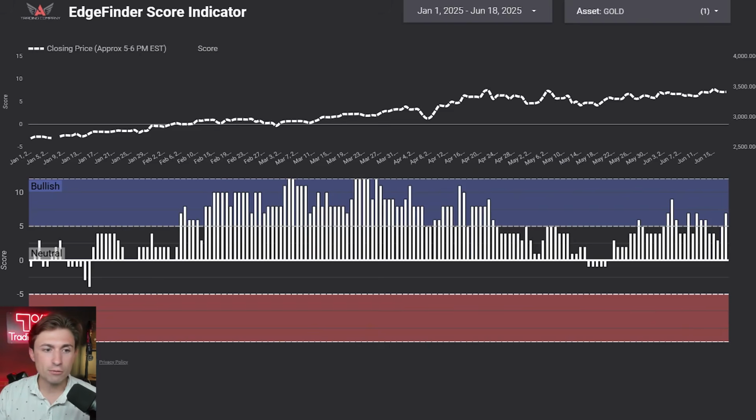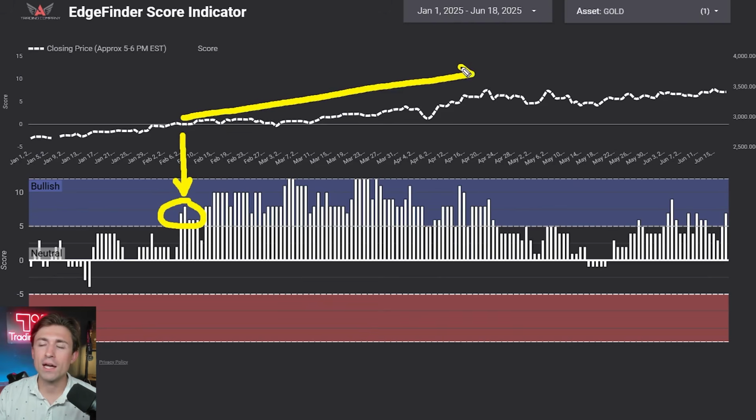And what you can see is that for the most part, gold has been a very bullish leaning indication on the EdgeFinder for most of 2025. In fact, it has been a very good indicator in terms of suggesting that gold had more upside, and this year it has certainly delivered.